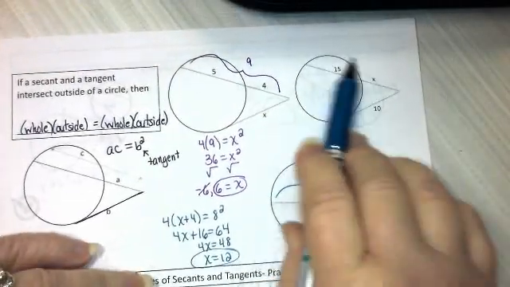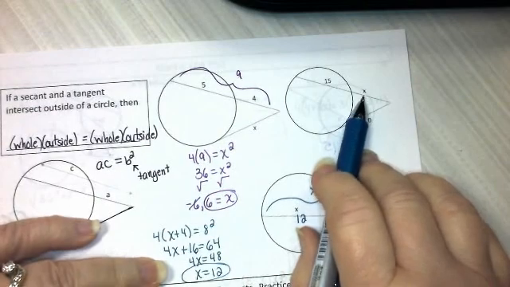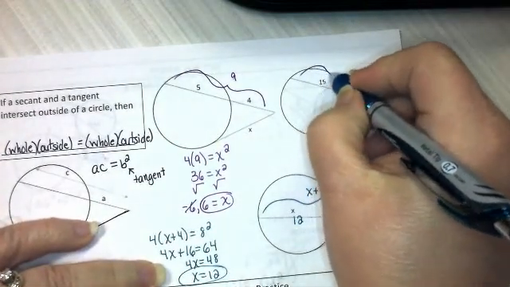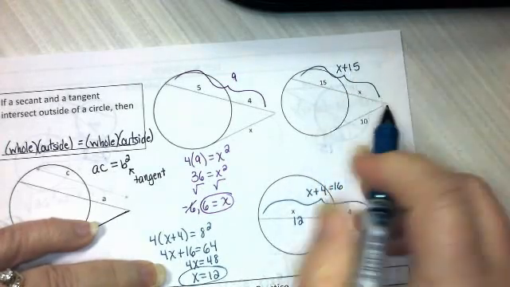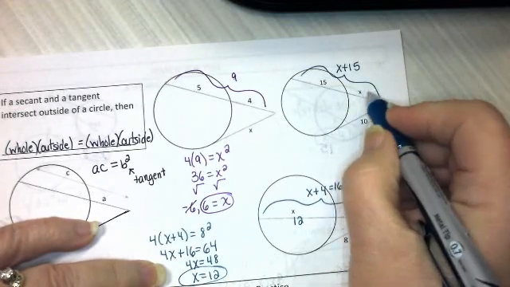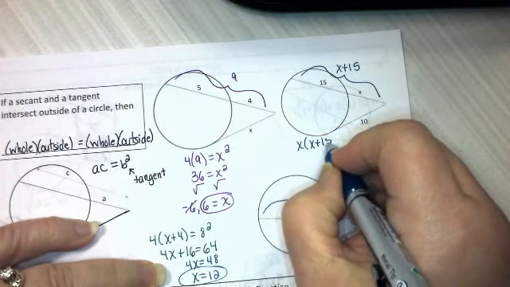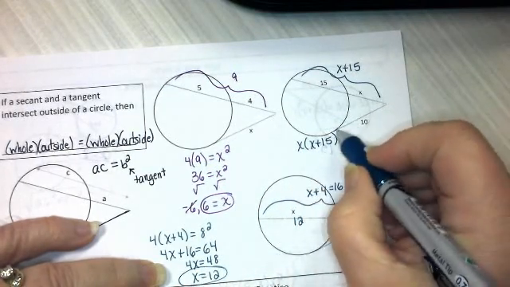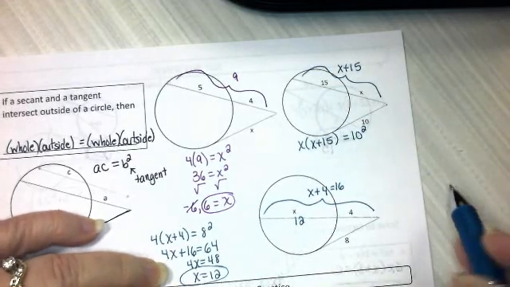Alright, now let's tackle this top one, which is going to be a little bit different than the others because of the location of my unknown. So this top segment, the whole thing is going to be x plus 15. Please be sure to add your two pieces together, not multiplying. So then I do my outside part, x, times my whole thing, x plus 15. And then over here, 10 times 10 is 100.